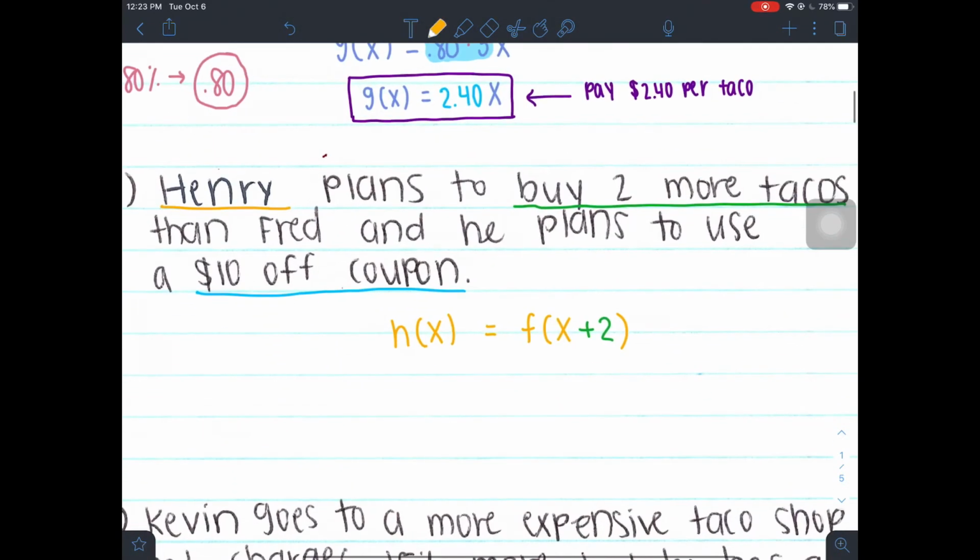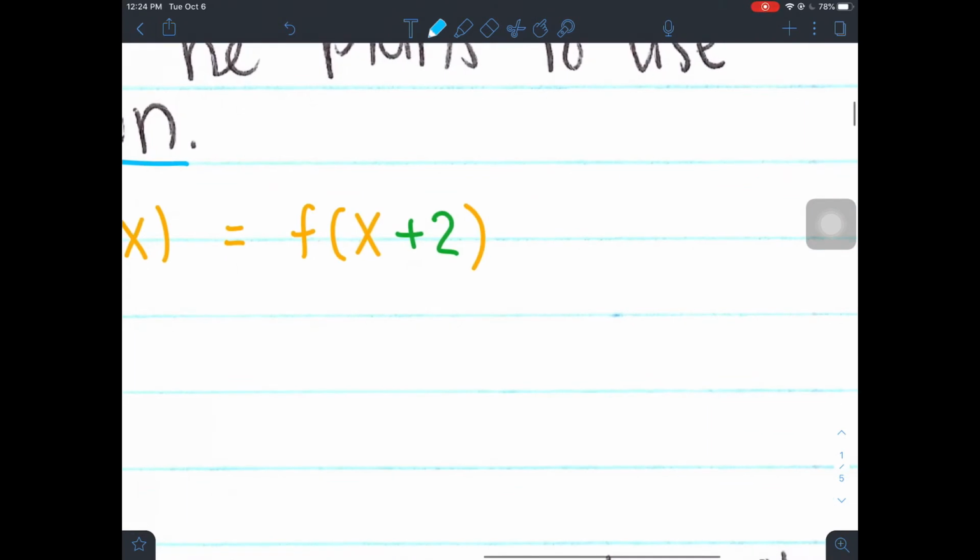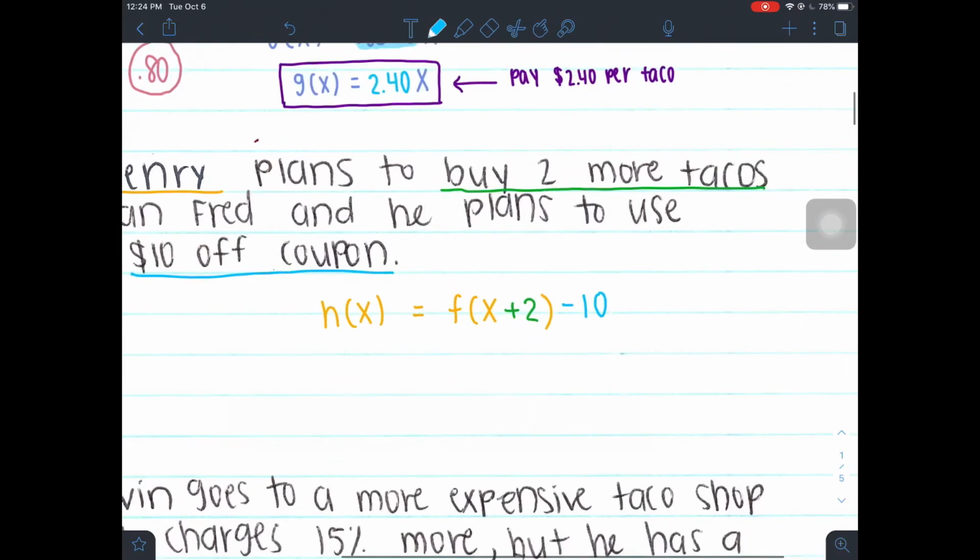Now the next thing I see is that he also plans to use a $10 off coupon. We want $10 off his whole purchase, so we're going to subtract 10. The question is, would I subtract 10 on the inside of the parentheses, or on the outside? Well, this is a $10 off coupon on his whole purchase, right? So if it's on everything, you're going to subtract it on the outside. If it's on the inside, we're talking about tacos because x is tacos. So subtracting it on the inside wouldn't really make sense. It means he's getting 10 tacos for free. So we don't want to subtract it on the inside. We want it on the outside because it applies to everything.